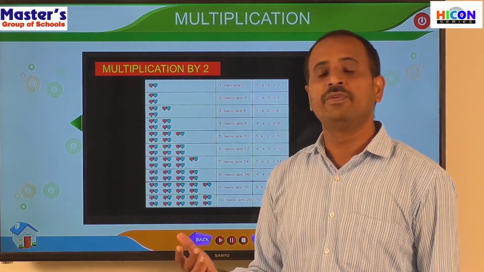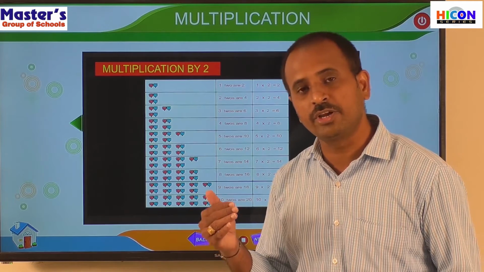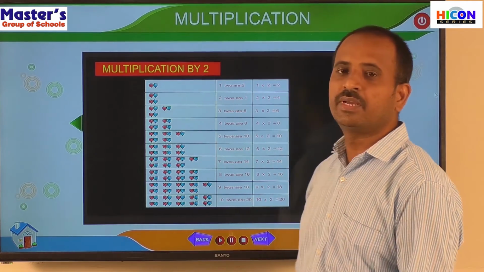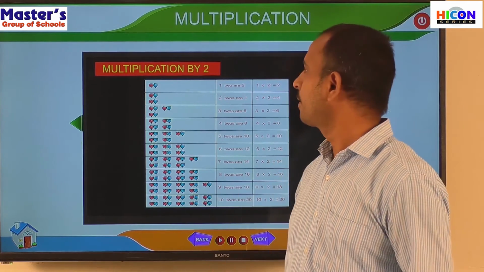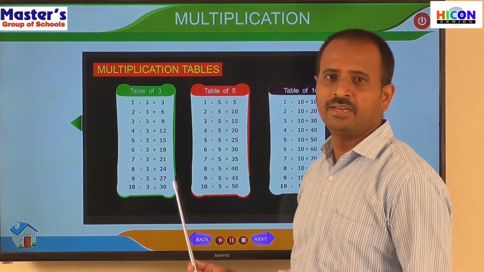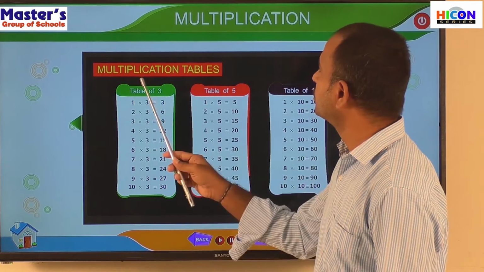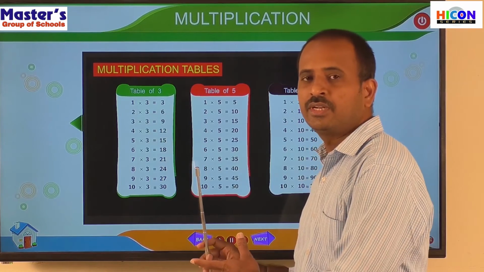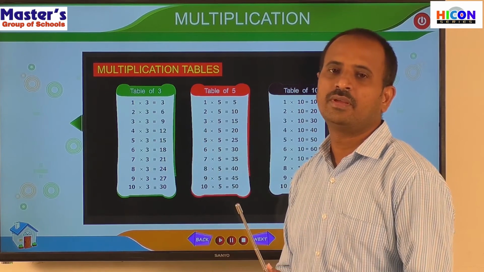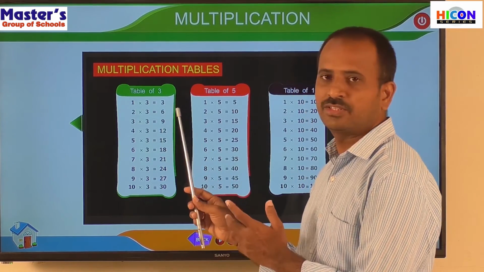In this way, we can write the multiplications of other numbers also, and we can write the tables of other numbers also. So let us see the multiplication by other numbers. Children, look at the screen. Here we are observing the multiplication tables. In the previous one, we wrote the multiplication of 2, that is the table of 2. In the same way, we can write the tables of other numbers.